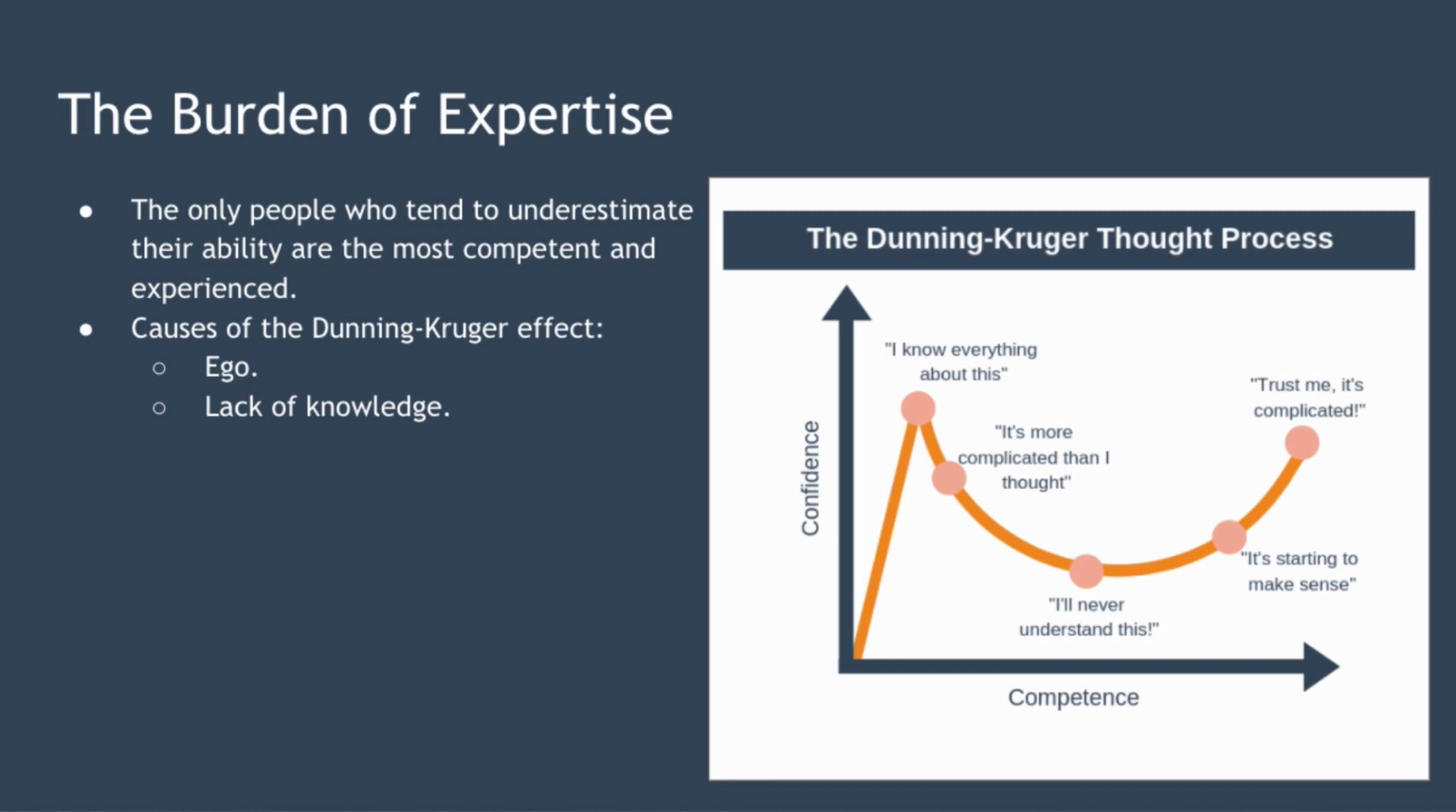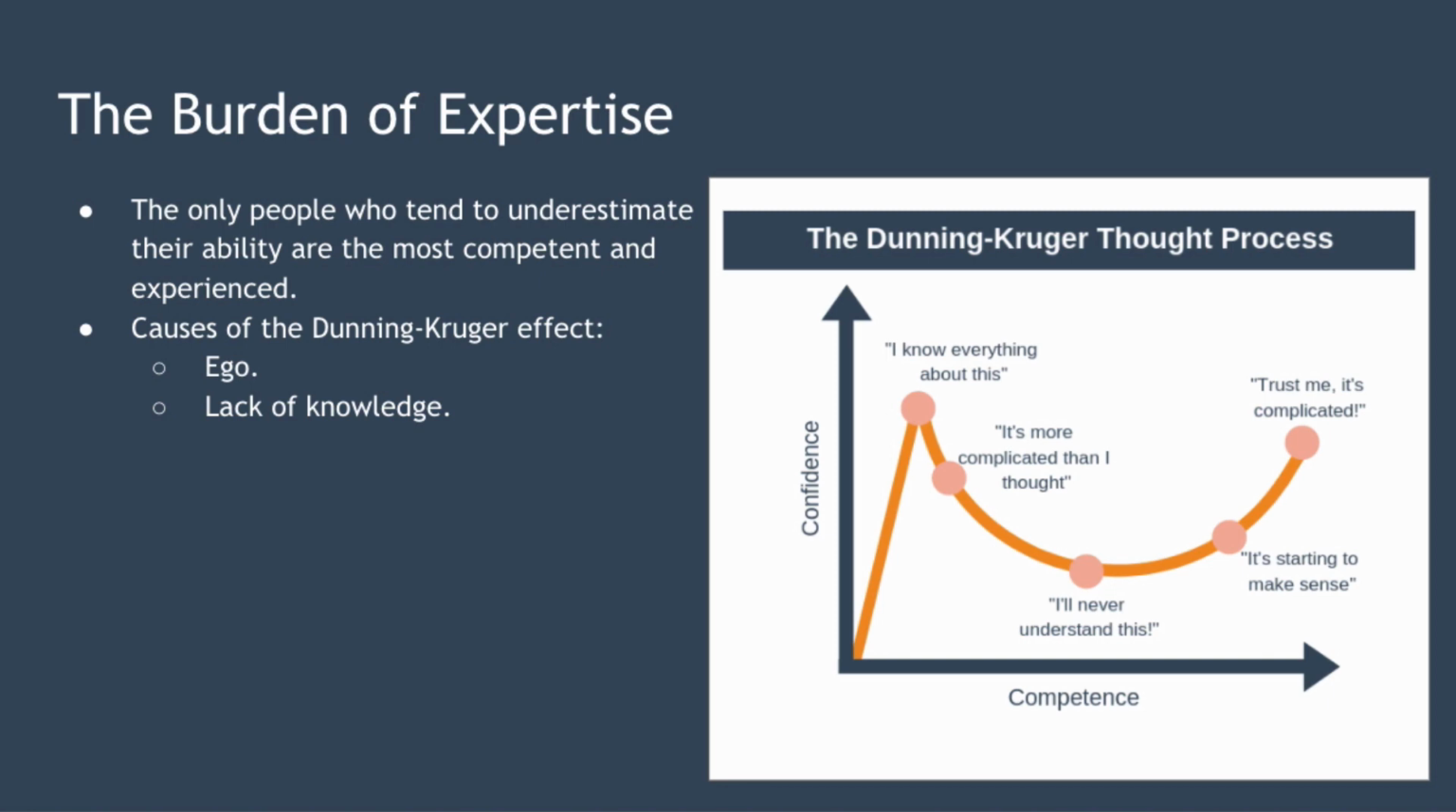So another way to understand the various points on the curve is via this diagram. And again, remember that everybody goes through this, not just some people. So finally, one thing to be aware of is that the only people who tend to underestimate their abilities are those that actually are the most competent and the most experienced. And this goes by a name. It's often called the burden of experience.